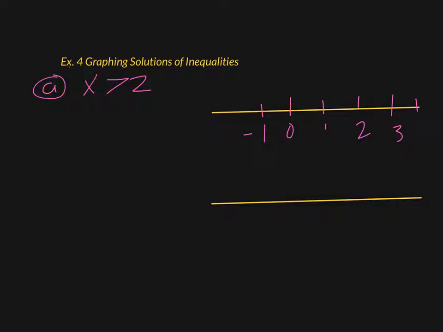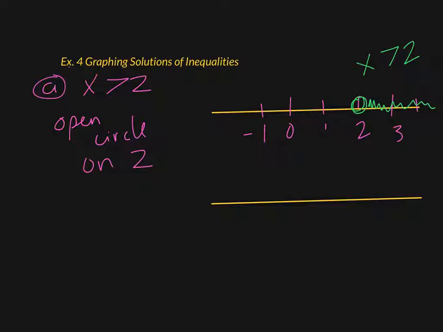Because it is a greater than sign, there is no equal to, we're going to do an open circle on 2. Let me change colors. So open circle on 2, and then shade everything that's greater than 2. So this green here would be the inequality x is greater than 2.